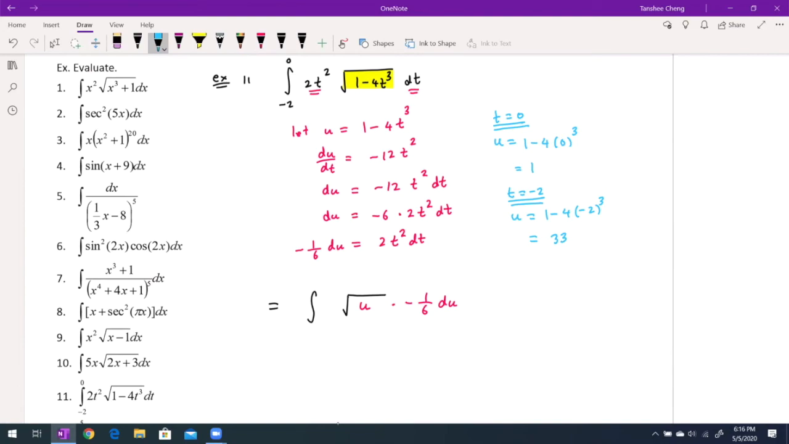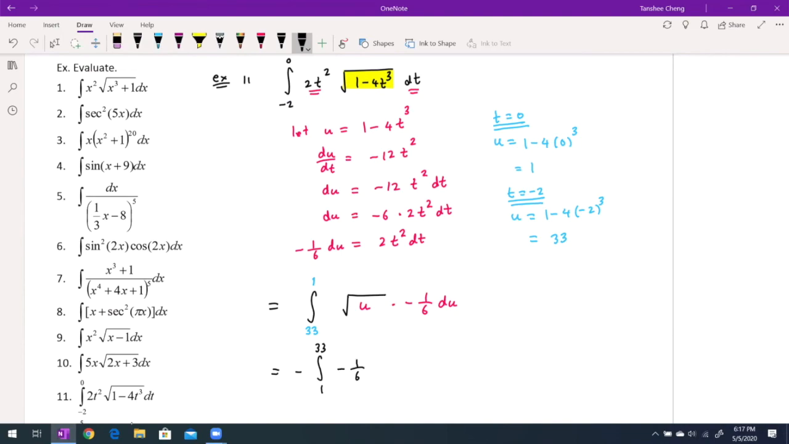So this will become, remember your lower limit and upper limits, okay? Will be 1 and 33 right here. So now this cannot happen. We know that the lower limit has to be smaller than the upper limit. So what we can do is rewrite this as negative the integral of 1, because when you swap the limits, you have an extra negative sign.